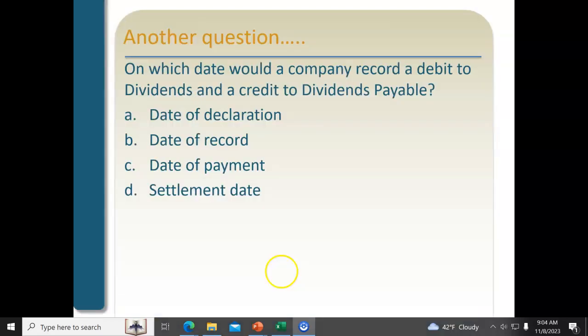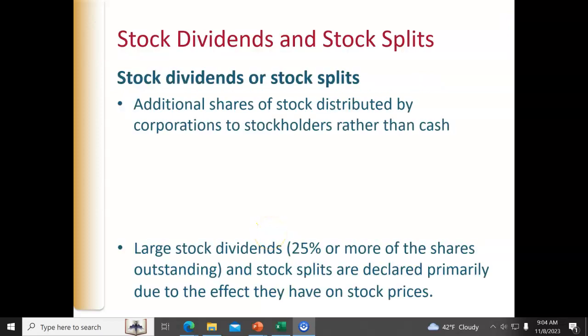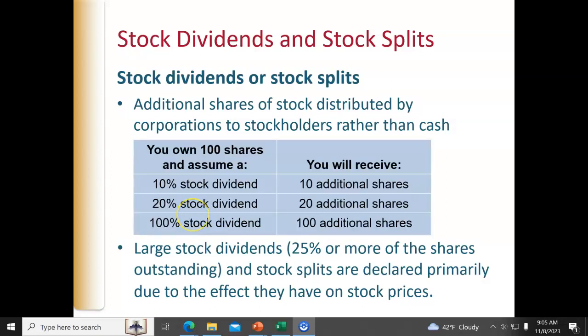It's pretty straightforward. Okay. Now, there's also something they do called stock dividends and stock splits. Stock dividends or stock splits are just additional shares of stock distributed by corporations to stockholders rather than cash. Large stock dividends, 25% or more of the shares outstanding, and stock splits are declared primarily due to the effect they have on stock prices.